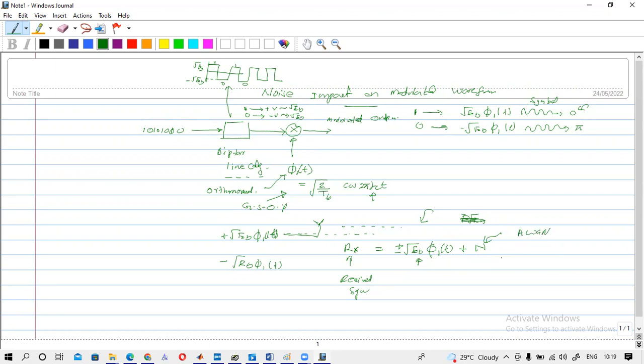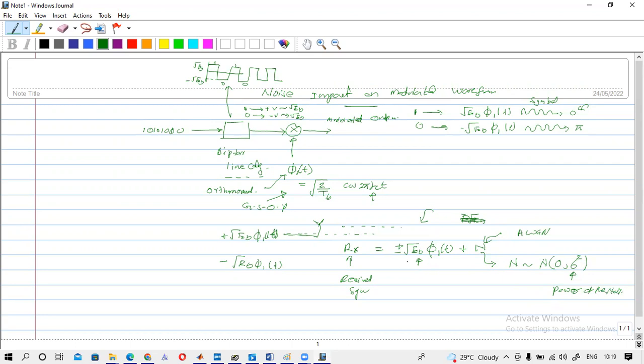additive white Gaussian noise. This will be a Gaussian random variable. It is normal, with 0 mean and some variance. So this is a Gaussian random variable with 0 mean and some variance. You know that this variance is referred to as the power of the noise.